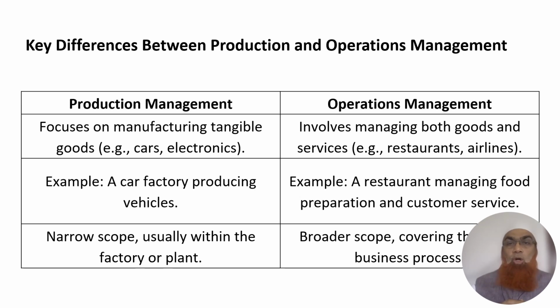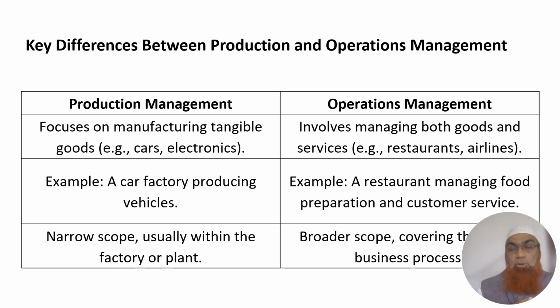Whereas when we talk about operations, it involves managing both goods and services. In manufacturing, it's more about goods, whereas in operations, it's about goods and services. For example, car manufacturing is a production process, whereas a service center of an automobile includes service of the car, like car wash, overhauling, making sure that it is working smoothly and all, right? So these are some of the examples.